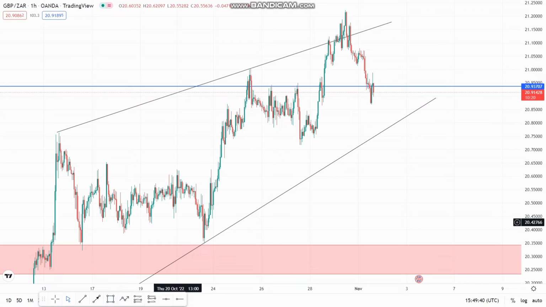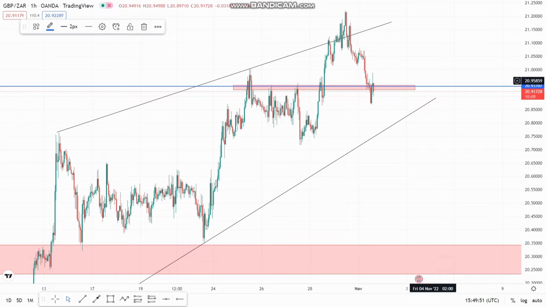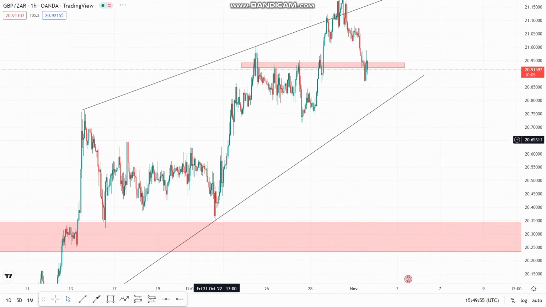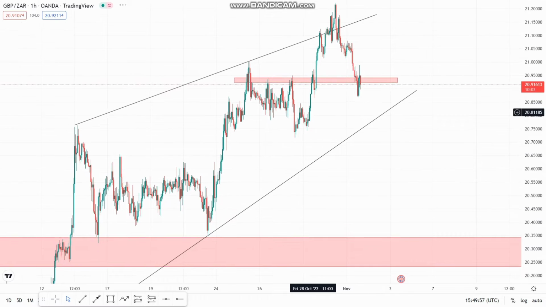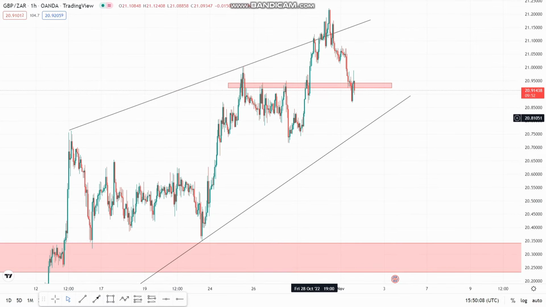So let me cater for you this zone. Okay, so let us cater for it like this. Let us remove this line so we can keep our chart as clean as possible. Look at this guys, we are below this level right over here, and we have been downtrending from this point up until right over here. So if you are willing to take this trade, for now we are going for the sellers.